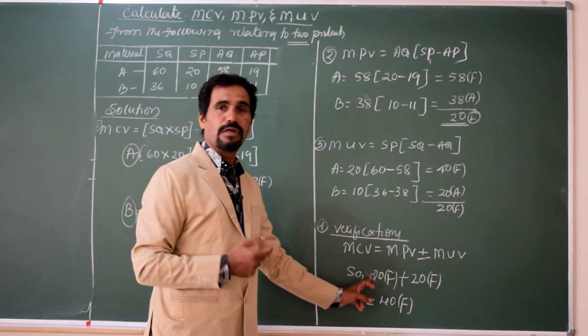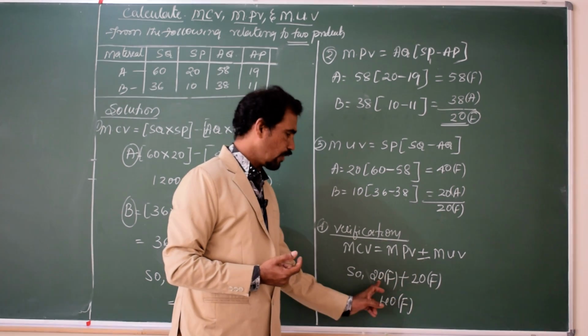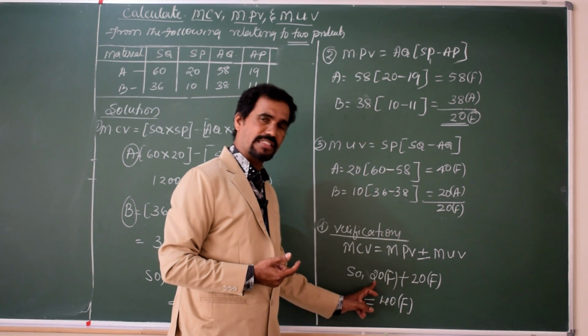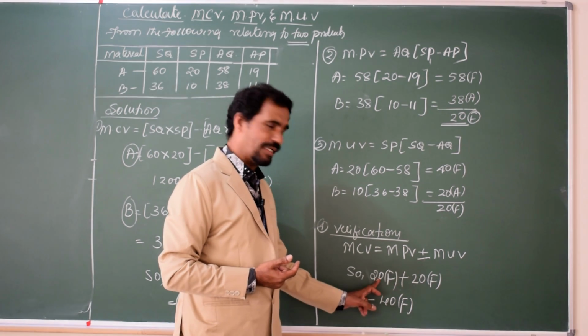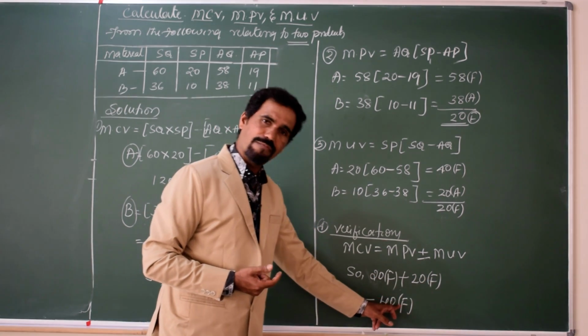Suppose one is favorable and one is adverse, it should be minus. Here both of them are not adverse, they are favorable. So 20 favorable plus 20 favorable equals 40 favorable.